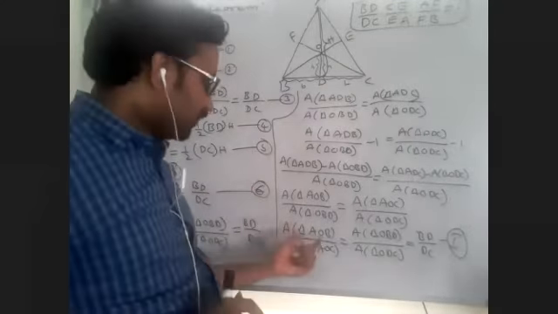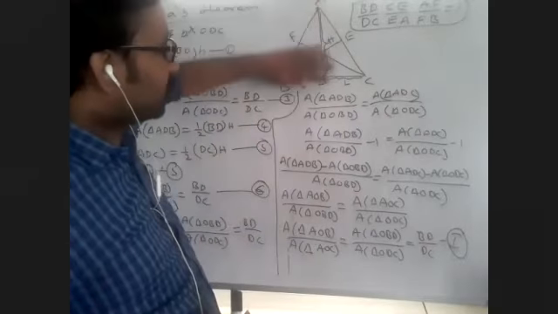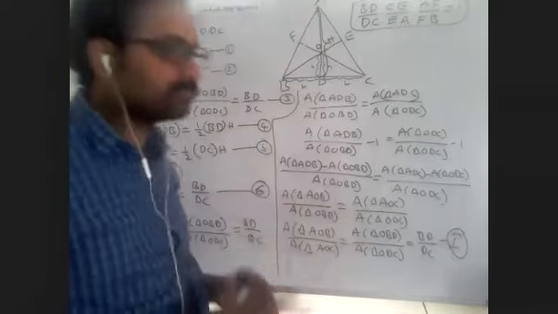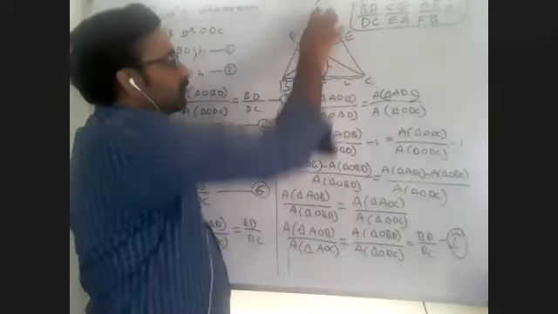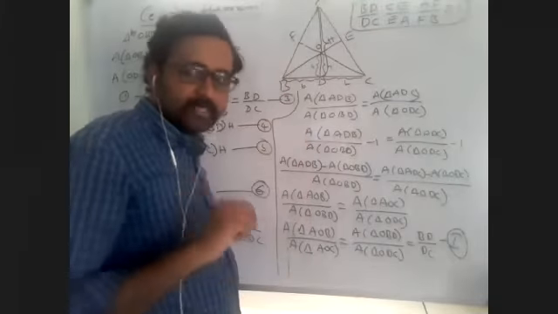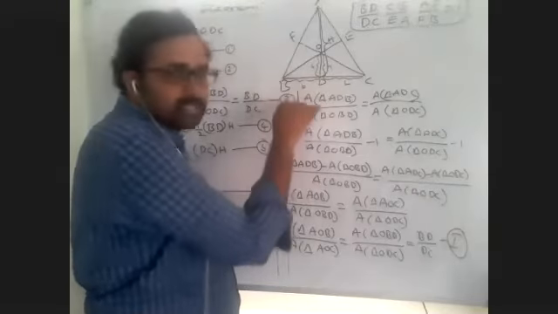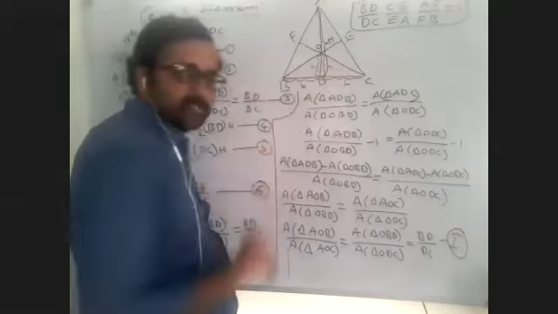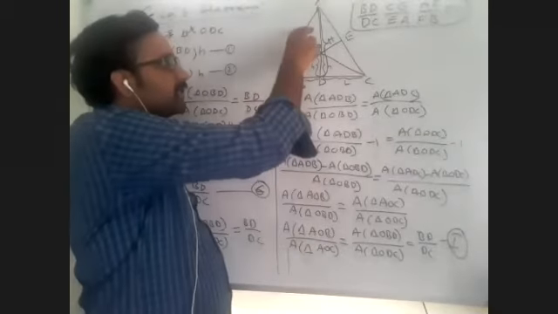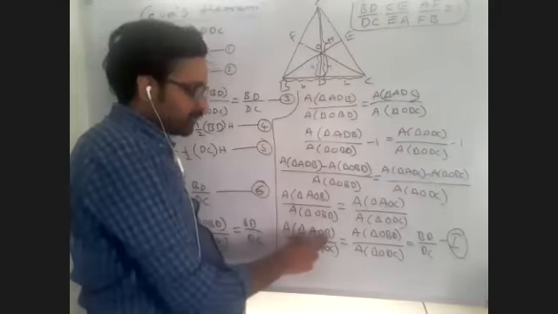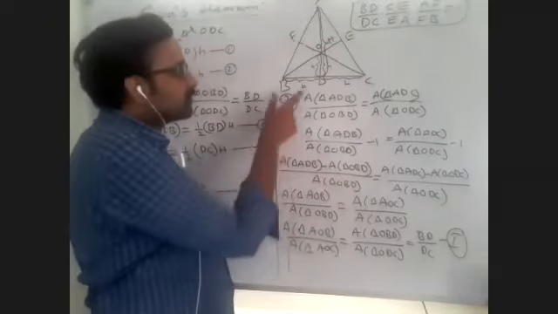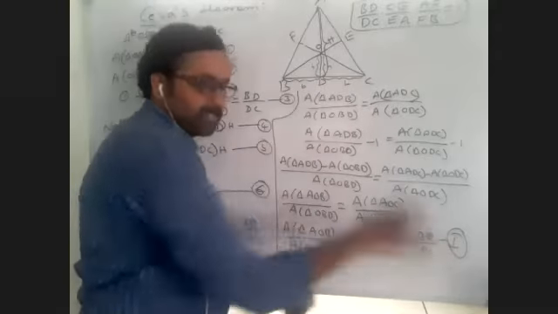Now see, with respect to this side, when we are taking this base, we got this one. When from A to BC you draw a perpendicular line, by taking this as base, we got this proof. What is that proof? The area of this AOB by the area of this AOC is equal to BD by DC.